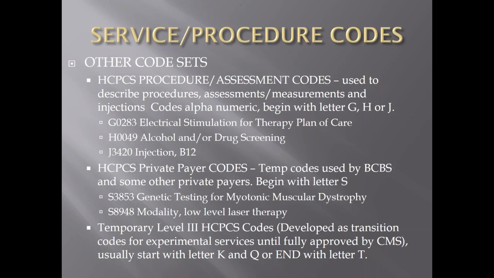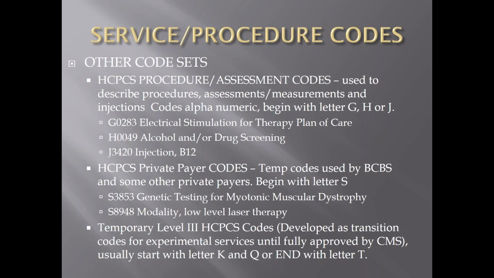Other code sets within the HCPCS code book: you do have HCPCS procedure or assessment codes. These are used to describe procedures, assessments, measurements, and injections. For example, the J codes are your injectables, and it's not the administration of the injection, but the type of medicine that is being injected. So, for example, J3420 is injection B12. So that is the B12 injectable material that is being injected. And then there is a code for the administration of the injection, but that's a CPT code.